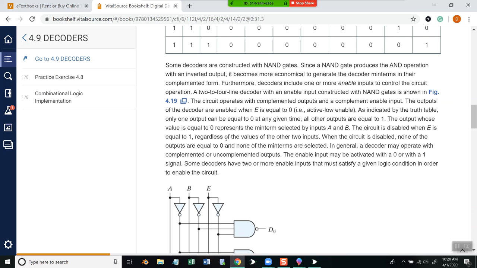The output whose value is equal to 0 represents the minterm selected by inputs A and B. The circuit is disabled when E is equal to 1. So the E is where you're passing in voltage to enable the circuit, to turn it on or off. That's not quite correct, because even when it's off, there may be a low voltage going through. Regardless, when the circuit is disabled, none of the outputs are equal to 0, none of the minterms are selected. In general, a decoder may operate with complemented or uncomplemented outputs. The enable input may be activated with a 0 or 1.